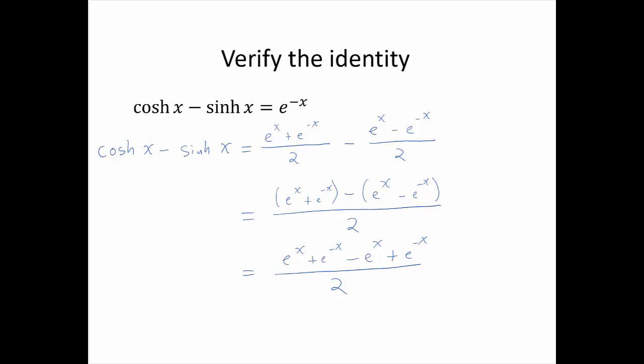And now we might notice that in the numerator there are a couple of like terms that go to 0. E to the x minus e to the x, those go to 0. And the other two terms combine. And so I now have 2 e to the negative x divided by 2. And simplifying the fraction does leave e to the negative x. And so we have verified this identity. And so then this is true for all x.